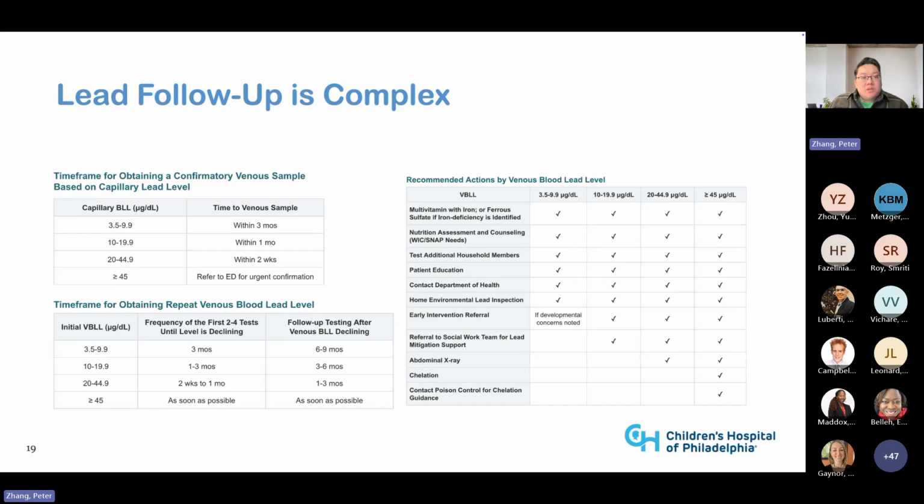Why do we have so many patients with overdue follow-up? This is a pretty complicated question. There are a lot of factors that we can and cannot control, including numerous socioeconomic factors. But at its core, lead follow-up is kind of complex.